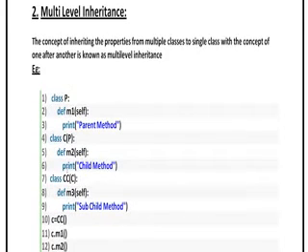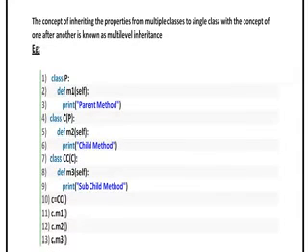Multi-level inheritance means there are multiple classes. By defining a particular class name, you can use the properties in the classes below. Here I have defined a class B. Here I have defined M1, the parent method. Next I have defined class C, and defined method M2, the child method. Then I have defined another class, and defined M3, the subchild method.